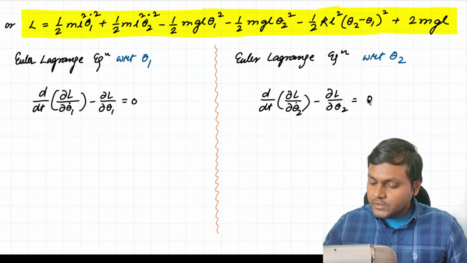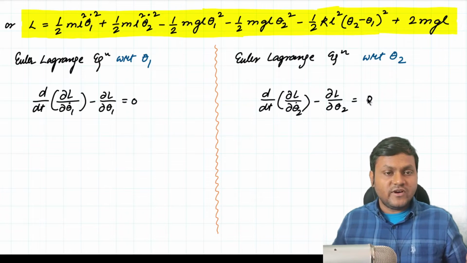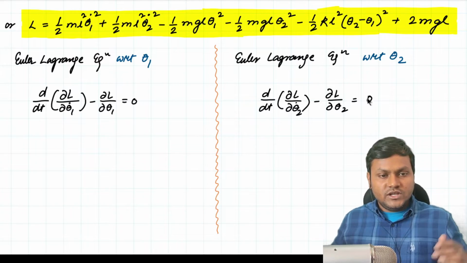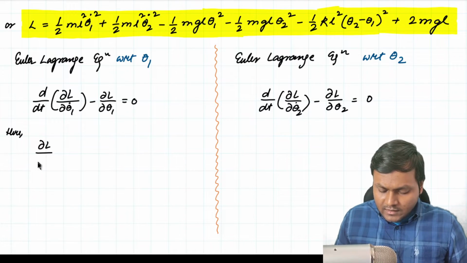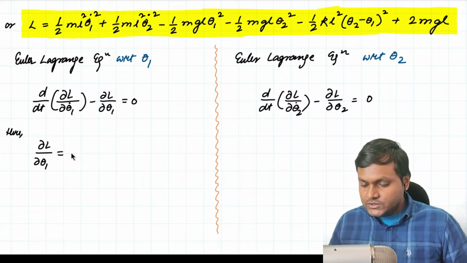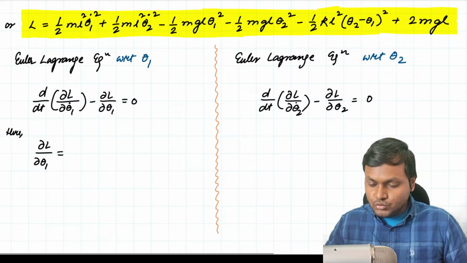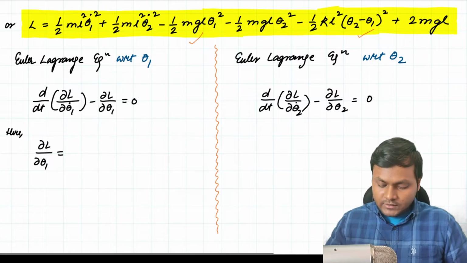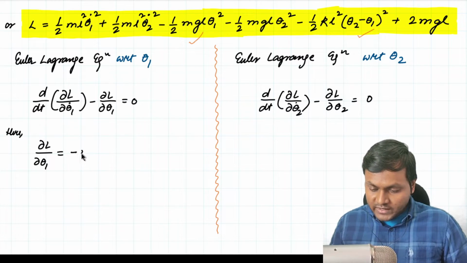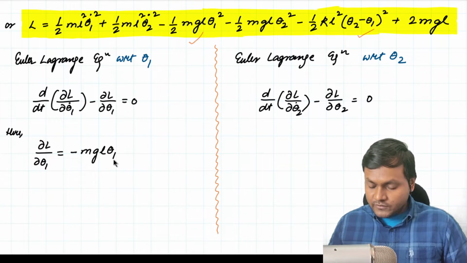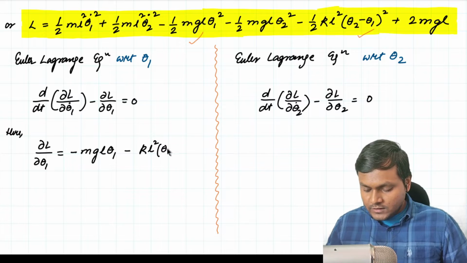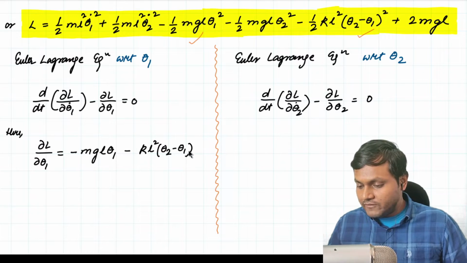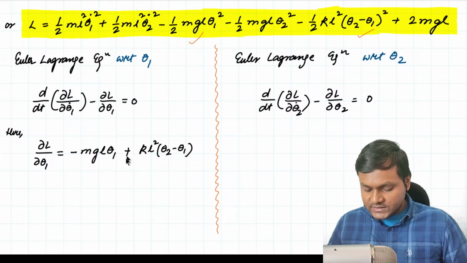So if I want to represent the equation in terms of the Lagrangian, first I need to find the partial derivatives corresponding to these terms, right? So let us find out. ∂L/∂θ1 is what? If you look at the expression of the Lagrangian, there are only two terms that contain theta 1, this one and this one. So ∂L/∂θ1 should simply come out to be minus mgl theta 1 for the first term. And for the second term, you must have minus kL² (θ2 minus θ1), and once you take the derivative with respect to theta 1, that becomes plus. Okay, this is for the second term.